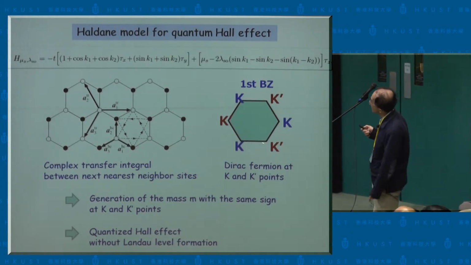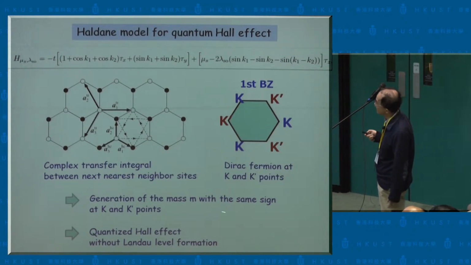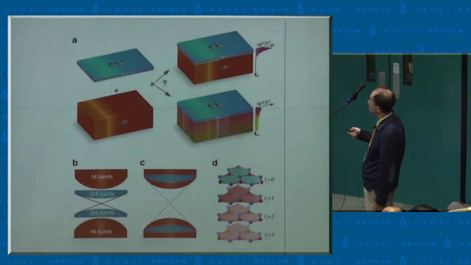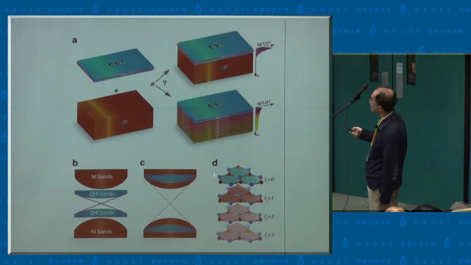So in that case, you have sigma xy quantized, and you have a quantized Hall effect without Landau level formation. This is a famous model by Haldane. So I put that Haldane model here on the top.